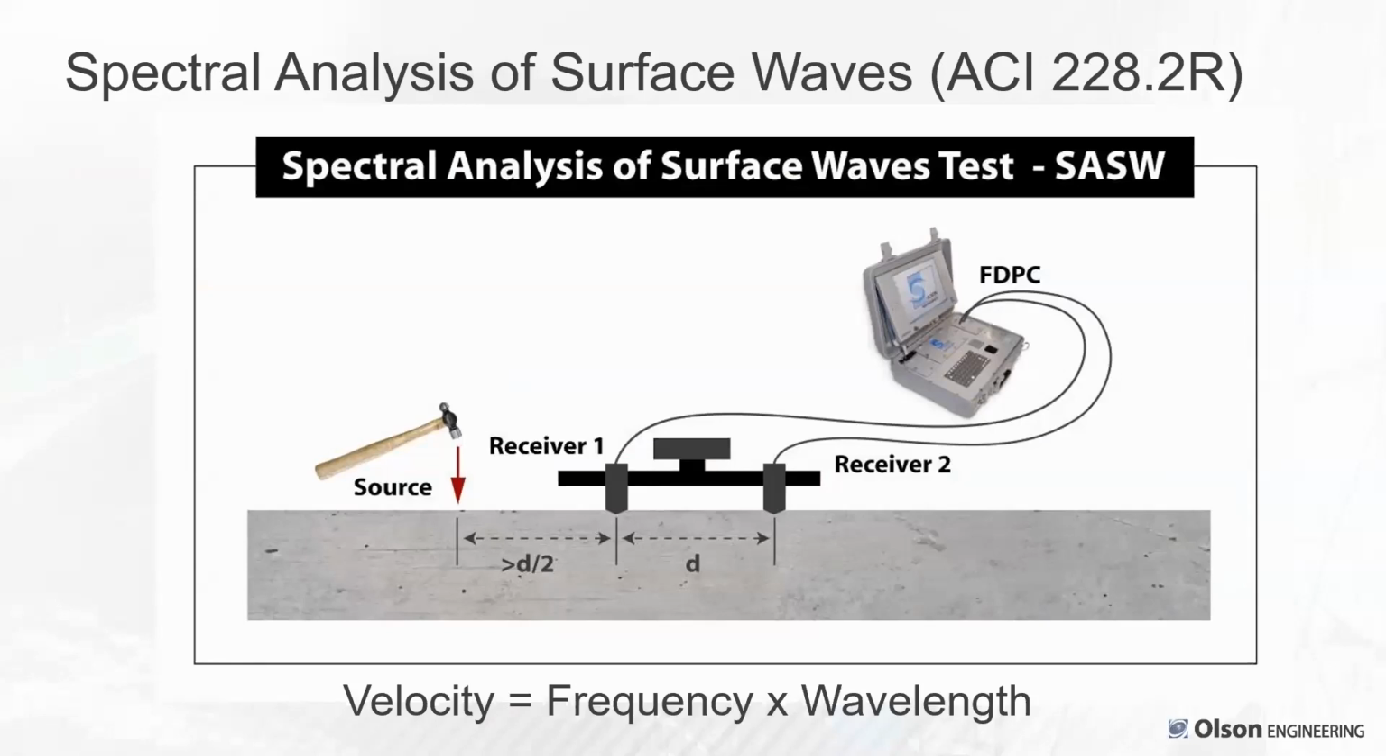It's a similar physics. But here we're showing two receivers on a bar held in contact with the concrete, hitting it with a small hammer to generate the wave energy, recording it with our Freedom Data PC, and the physics that we are depending on, if you remember freshman physics, is velocity equals frequency times wavelength.